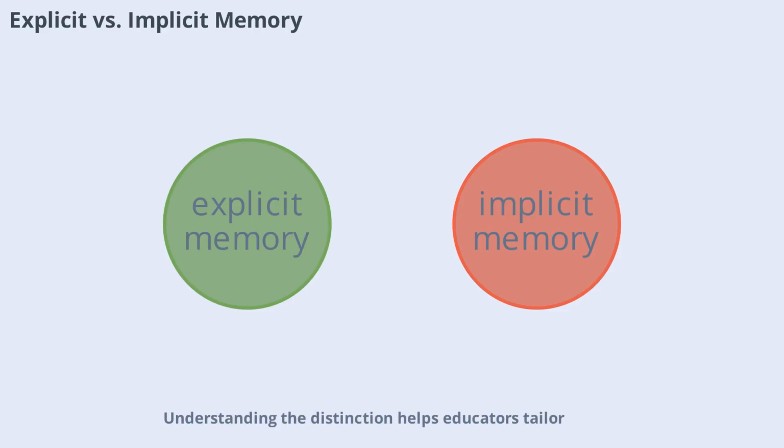Understanding the distinction helps educators tailor learning strategies to different types of content. For example, memorizing vocabulary relies on explicit memory, while learning to play an instrument taps into implicit memory.